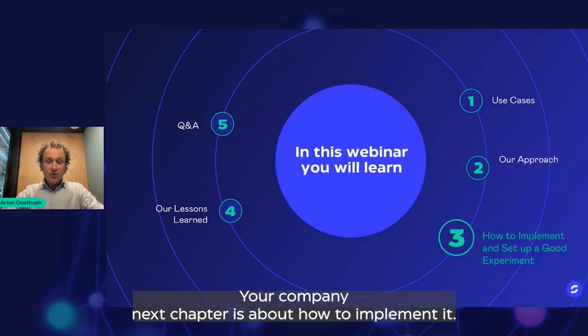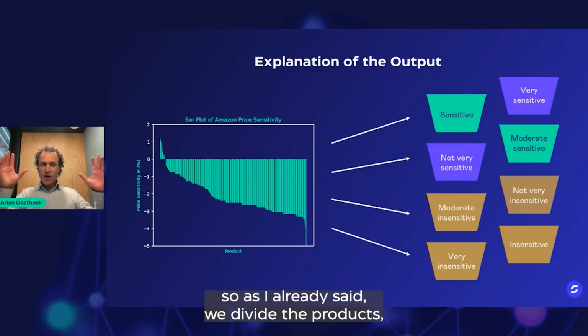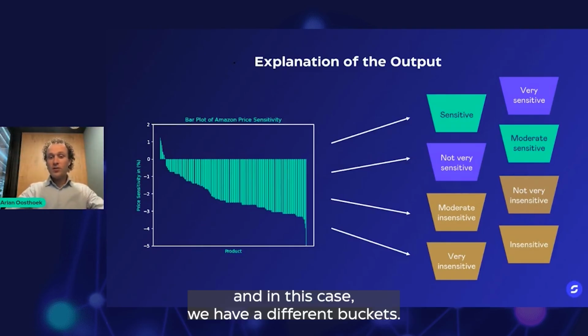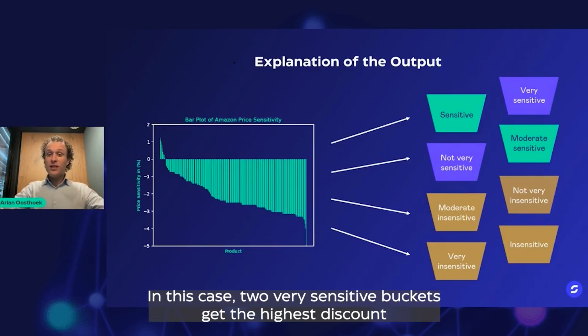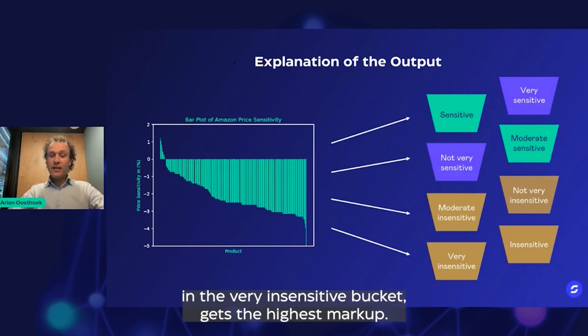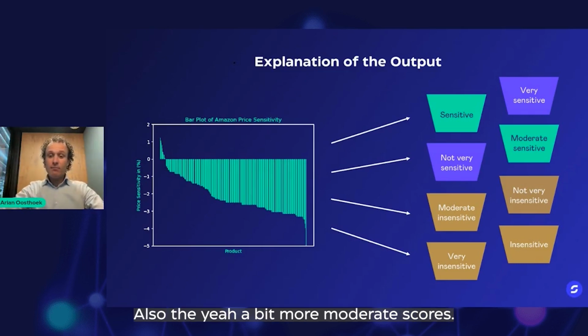The next chapter is about how to implement it and to set up a good experiment. So as already said, we divide all the products that have a sensitivity score into buckets. And in this case, we have 8 different buckets. And these buckets are connected to a price change. So as already said, in this case, the very sensitive buckets get the highest discount, and the very insensitive bucket gets the highest markup. And in between, we have some other percentages to also test the more moderate scores. So we split that into groups.